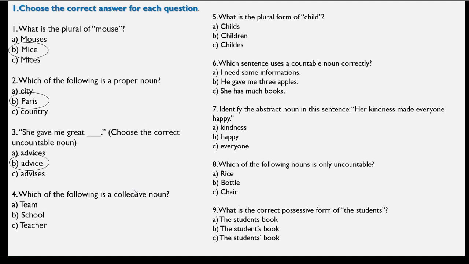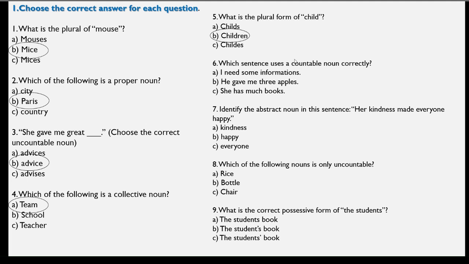Which of the following is a collective noun? Team, school, or teacher? Teacher is one person, school is a place, but team is a group of people. What is the plural form of child? Child is an irregular noun, so the word should change completely. We cannot say childs, we only have here the right answer, children.